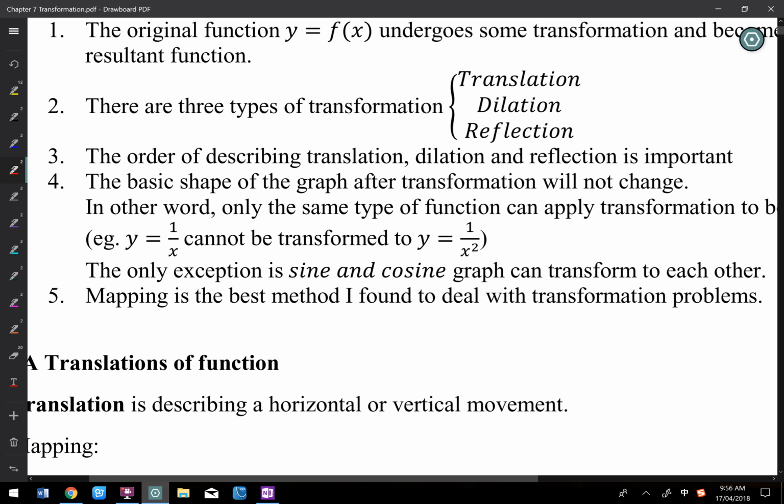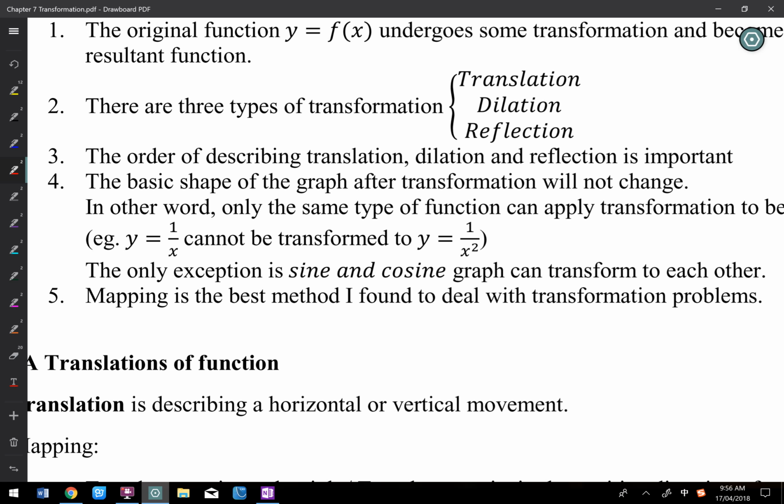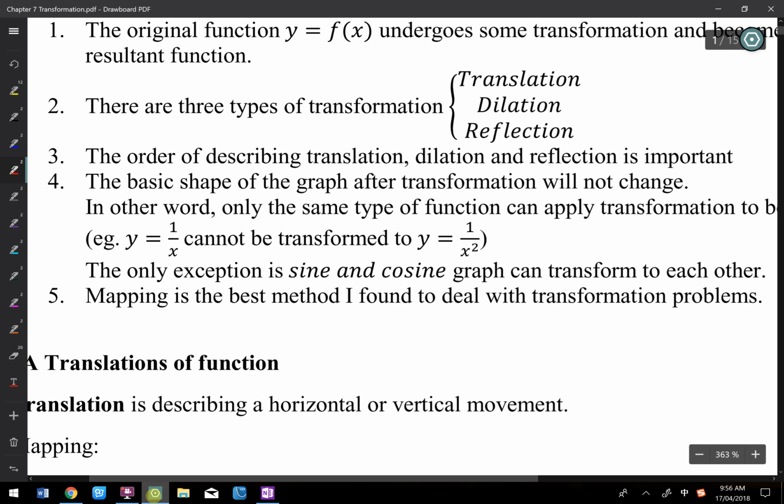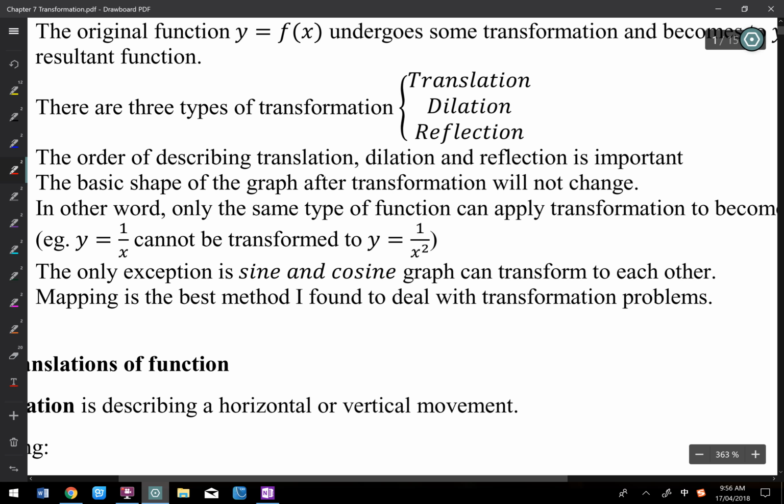We know what they are, right? Translation is moving left, right, up, and down. Dilation is stretching it this way, or stretching it this way, or compressing it this way, or compressing it this way. So it's a stretch or compress. That's dilation. And reflection is even easier. It's reflect in the x-axis or reflect in the y-axis. The graph goes upside down or goes left, right. Only 3 types. The order of describing translation, dilation, and reflection is very important.